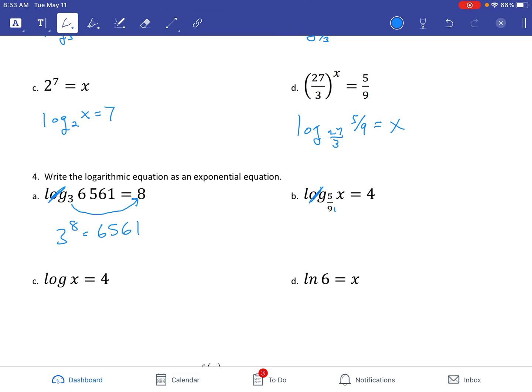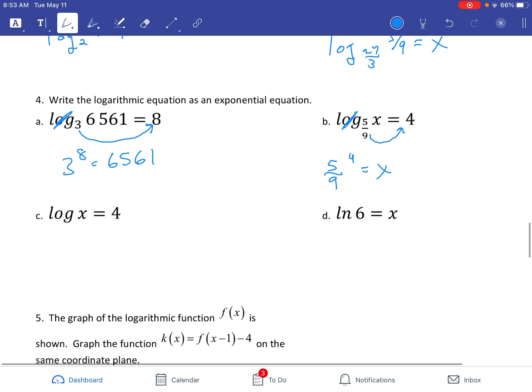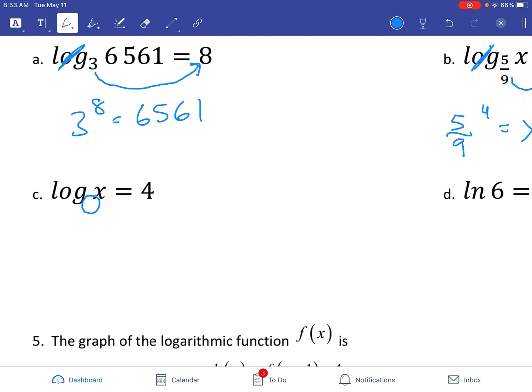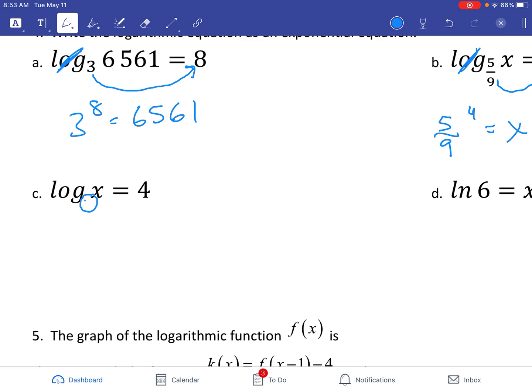All right. Base of 5/9 becomes exponent of 4 equals x. All right, now if you don't have a base that's listed, like right here, we don't have a base next to the log. I talked about this before in the notes. The base is automatically then 10. So this is going to be 10 to the 4th equals x. Get rid of that log. The base comes over to the other side. It's a 10 because it's not listed.